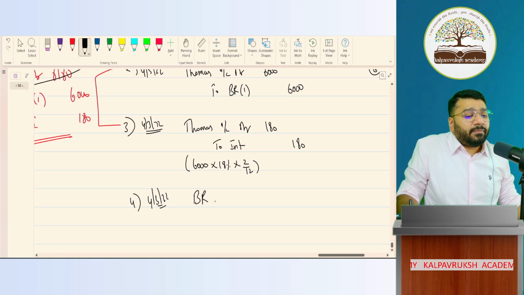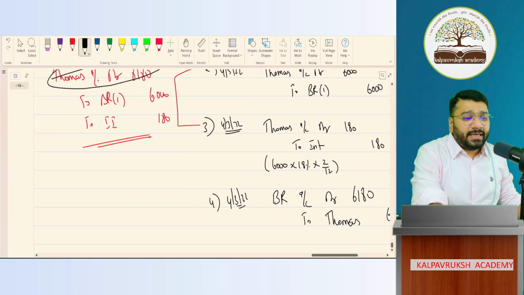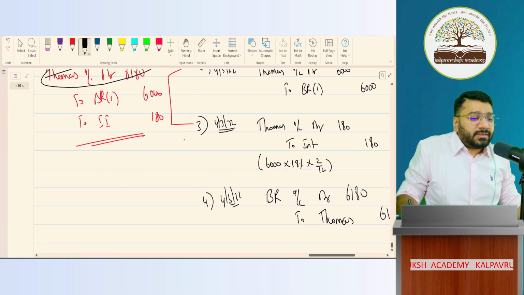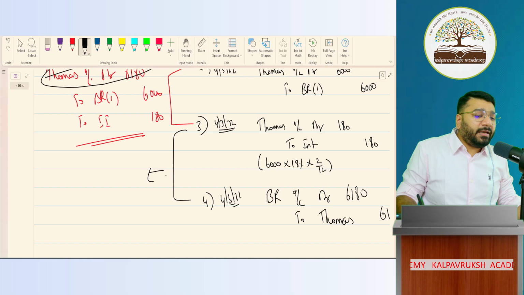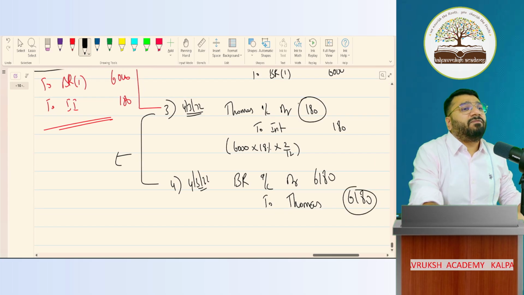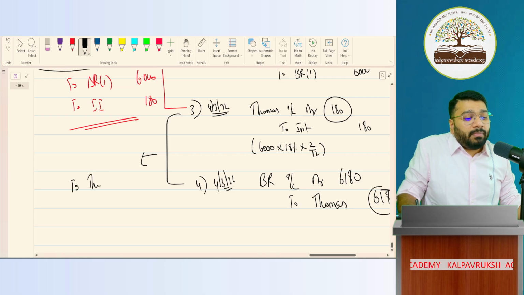Now what is the entry? BR account debit. How much? 6180. To Thomas 6180. Okay, not okay. Why I'm saying this is that in the textbook, these two entries they have not combined. What they have combined is these two entries. Can you tell me, if these two entries are combined, what is the combined entry? Thomas 6180 credit, Thomas 180 debit. Minus, Thomas net credit how much? 6,000. Got it, not got it?